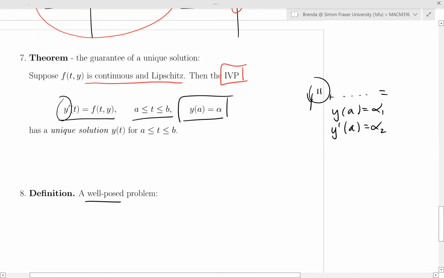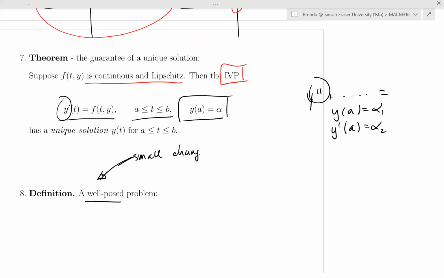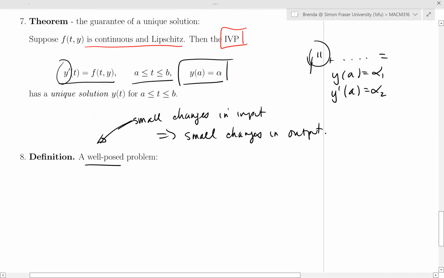Then we have another vocabulary, well posed. Well posed means small changes in input yield small changes in output. So we're just going to write that out in this condition.